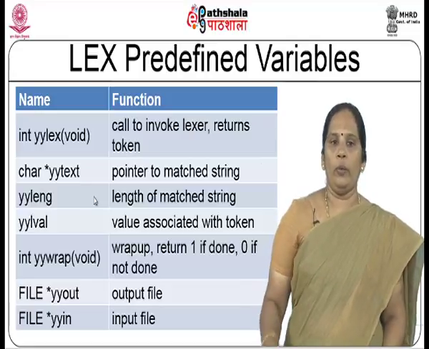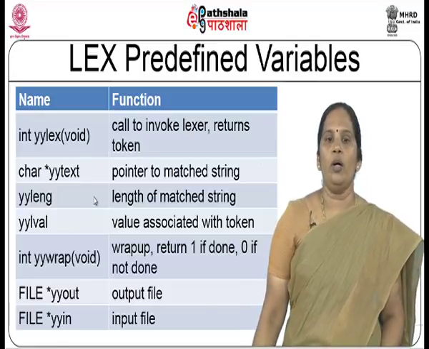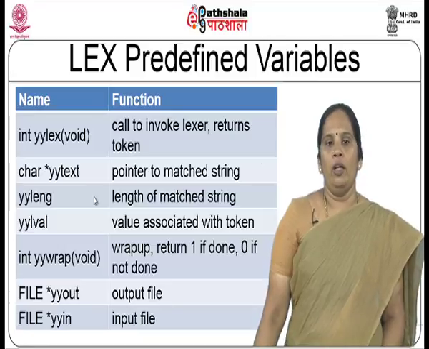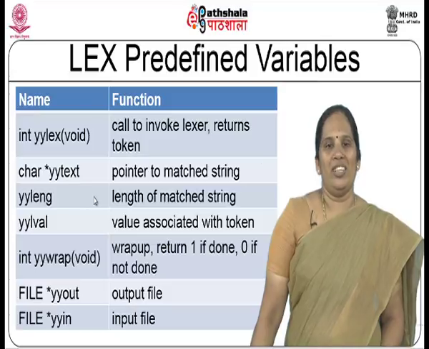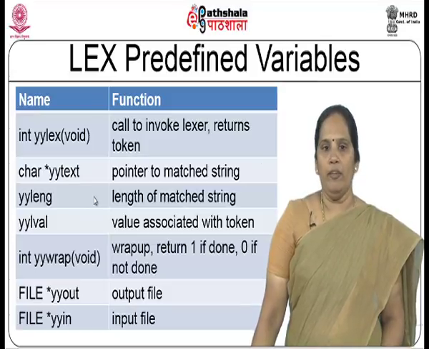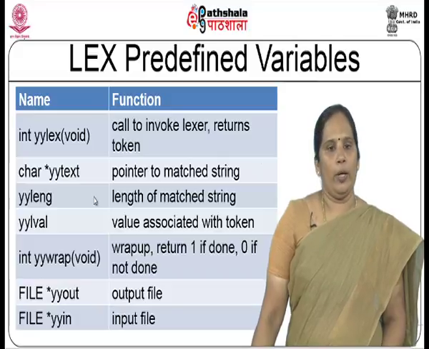And we also look at yylval, which is a value associated with the particular token. Now what values can a token take? If it is a constant, it can take the constant value itself, okay. If it is a variable, it is going to take an identifier and so on.